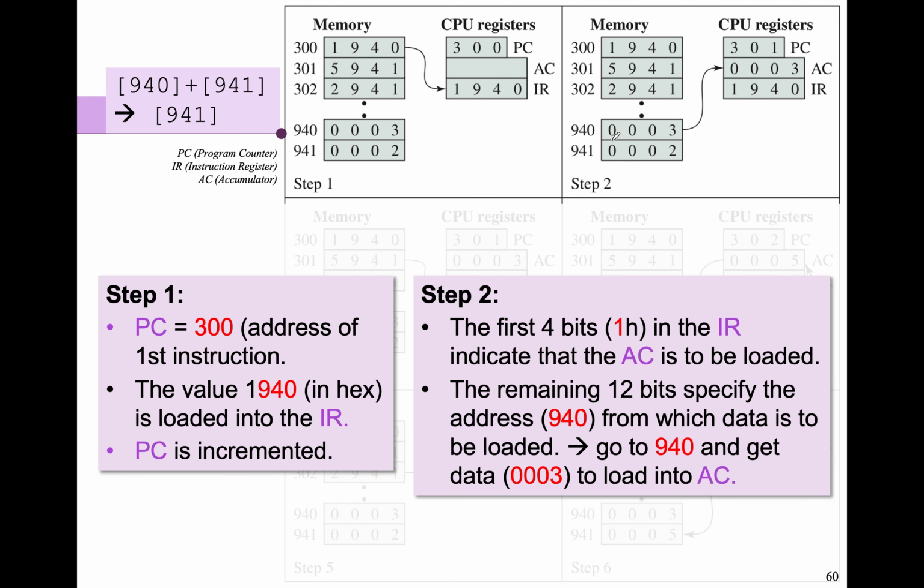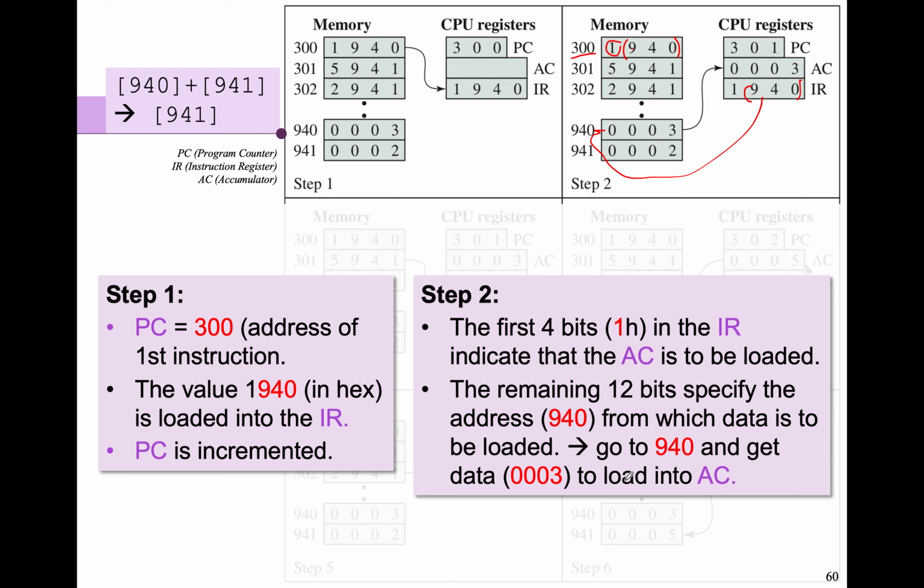Okay. You're going to see you have 1940 in your memory for the first address. And 1 over here means that it's going to be loaded in the IR. And this is the address from where it's going to be loaded. So it's going to be loaded from 3.